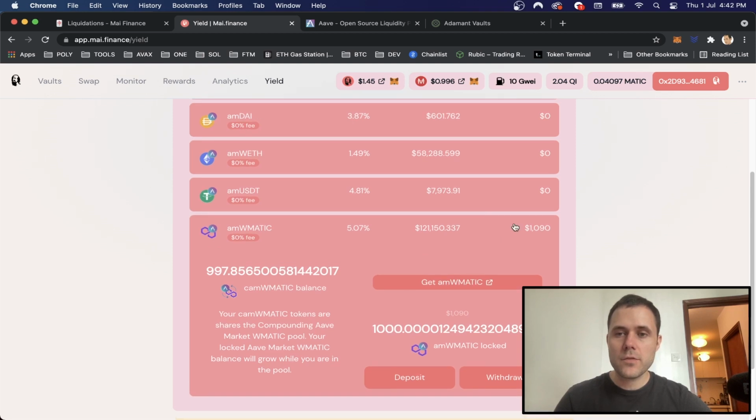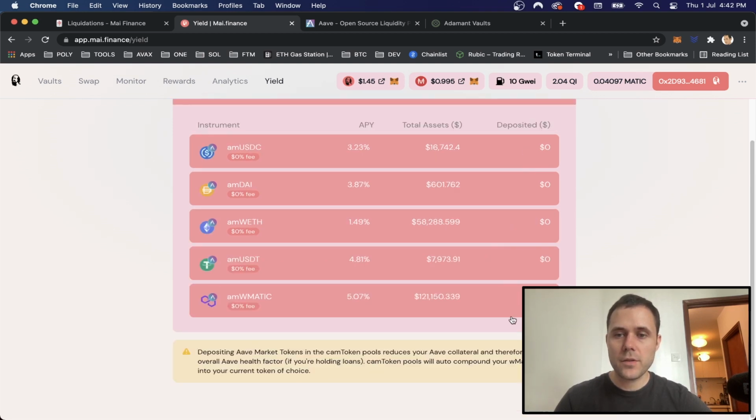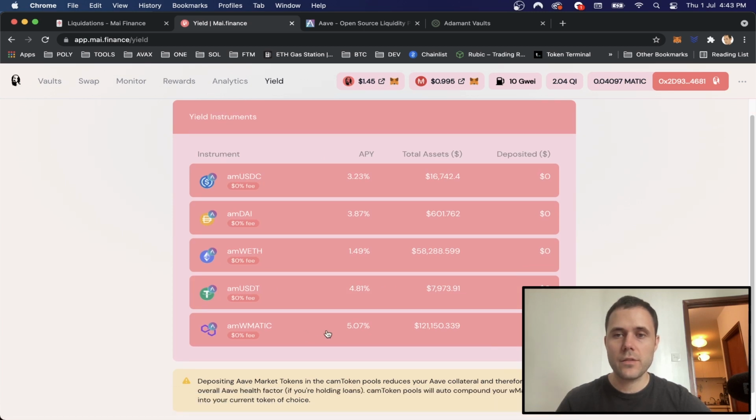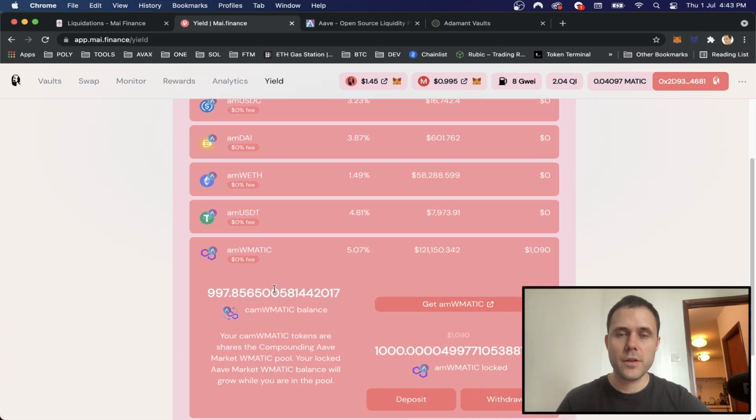And now we can also see this updated. So our deposited value is $1,090, and we are getting the APY of 5%. And so now this will just auto compound, okay? Now in the not too distant future, we are going to be able to mint stablecoins based on this token, on our AMWrapMatic. So that is the token which we have deposited here. We will be able to loan stablecoins against it.